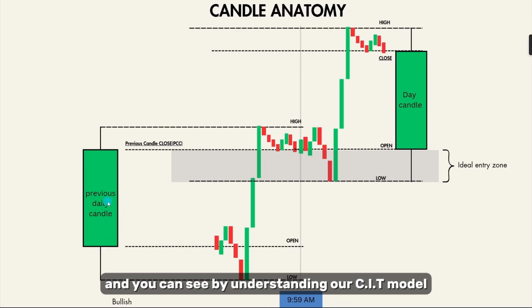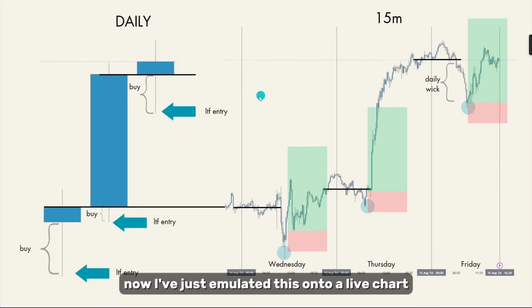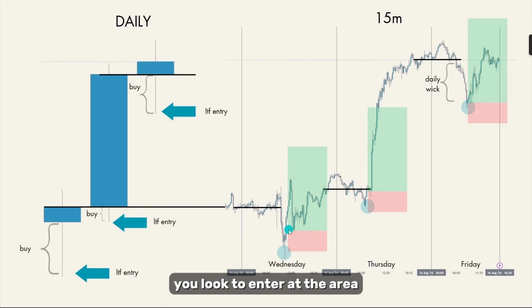And you can see by understanding our CIT model, we can then take advantage of all the days where price is impulsing by following this pullback. Now I've just emulated this onto a live chart. This is our daily time frame, and as you can see, here is a day we are then bullish for that day. You're looking to buy below that wick, and as you can see on your lower time frame, we open up, we manipulate lower, you look to enter at that area, and then you look to target for the relevant higher zones as price starts to distribute higher.